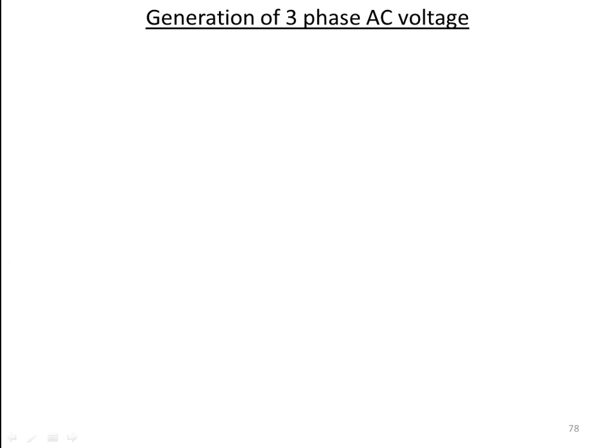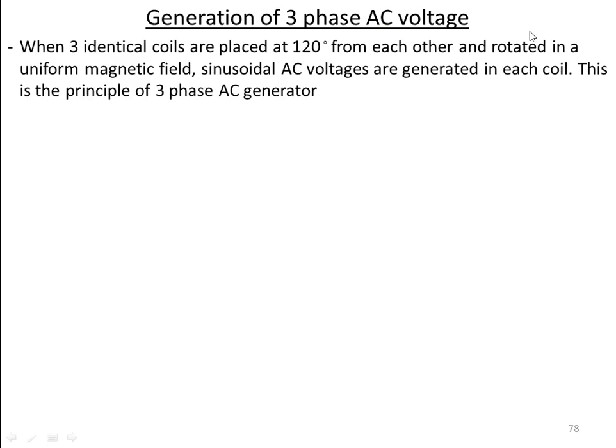Now, coming to generation of three-phase AC voltage. See how to generate a three-phase AC voltage. In the case of single-phase AC voltage, you need only one coil and slip rings. Here, to generate three-phase AC voltage, each phase should be displaced by an angle of 120 degrees. You need three identical coils displaced by 120 degrees from each other, rotated in a uniform magnetic field. That means from 0 degrees you will get one voltage, from 120 degrees you will get another voltage, and from 240 degrees you will get the third voltage.